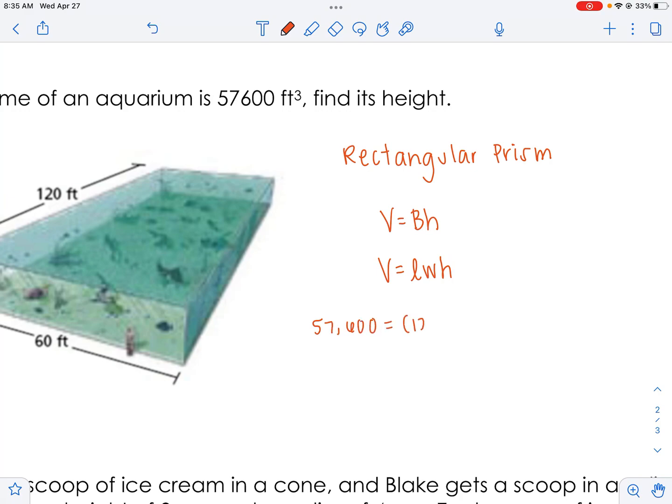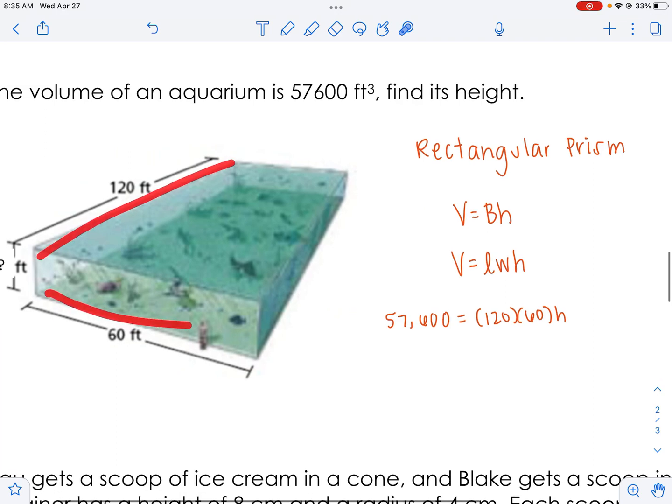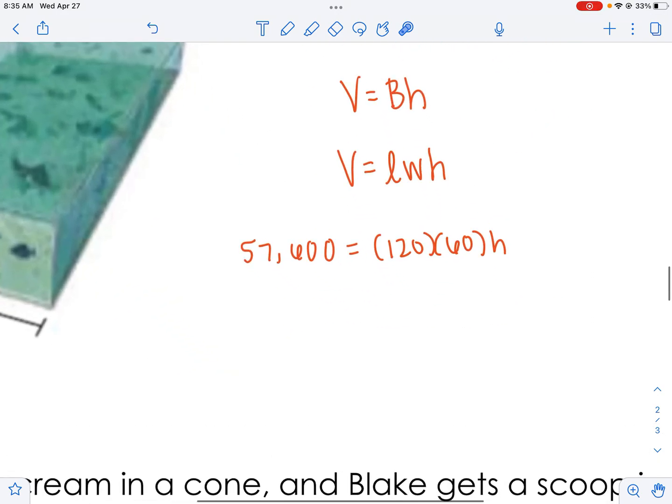I know that the length is 120. And I know the width is 60, but I don't know the height. I don't know H. And it's okay if you flip the length and the width. It should still be the same. So if I were going to solve this, well, 120 times 60 would be 7,200.